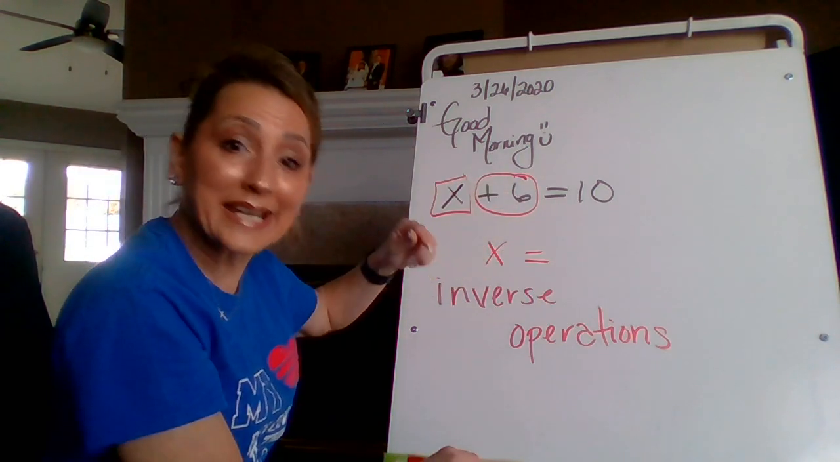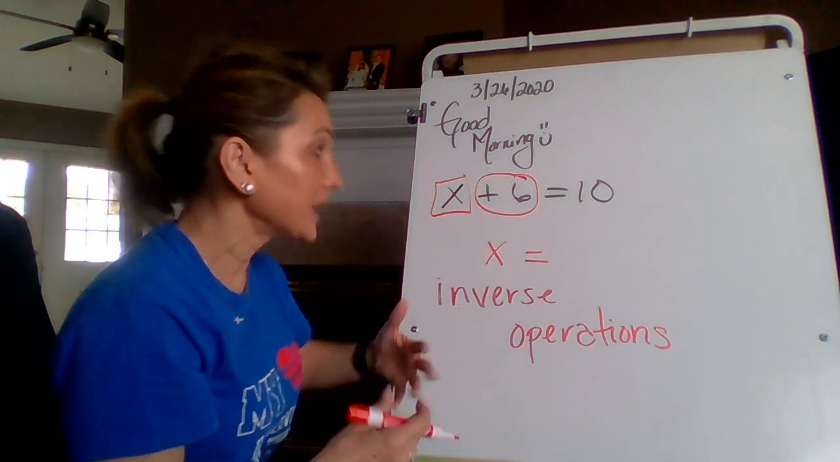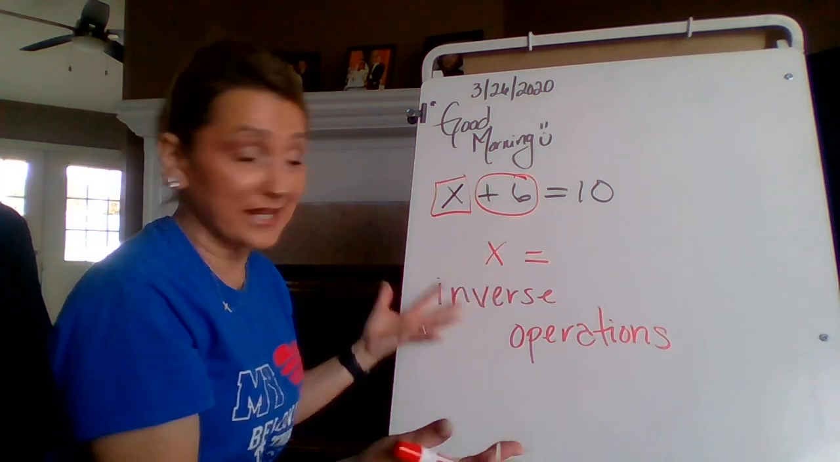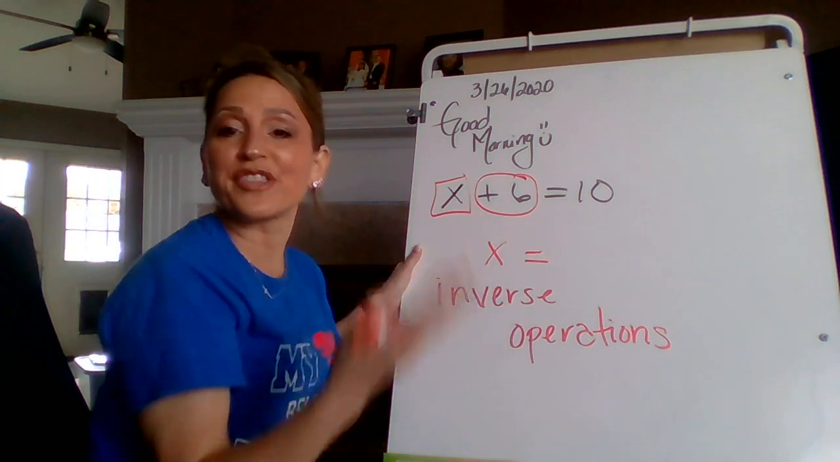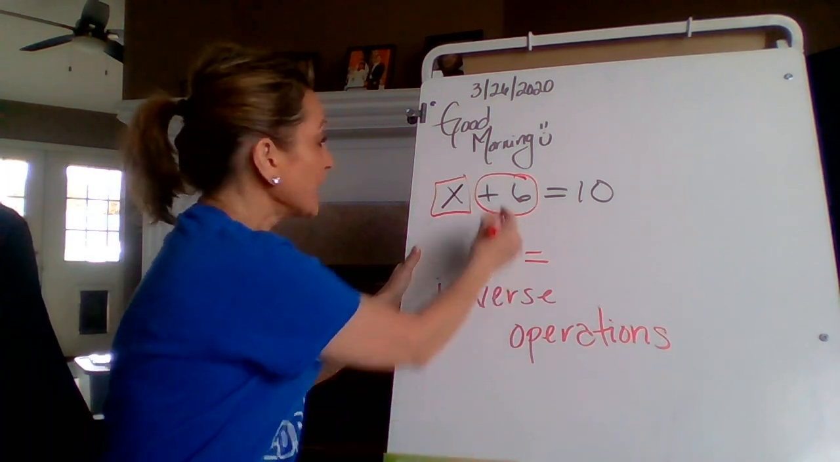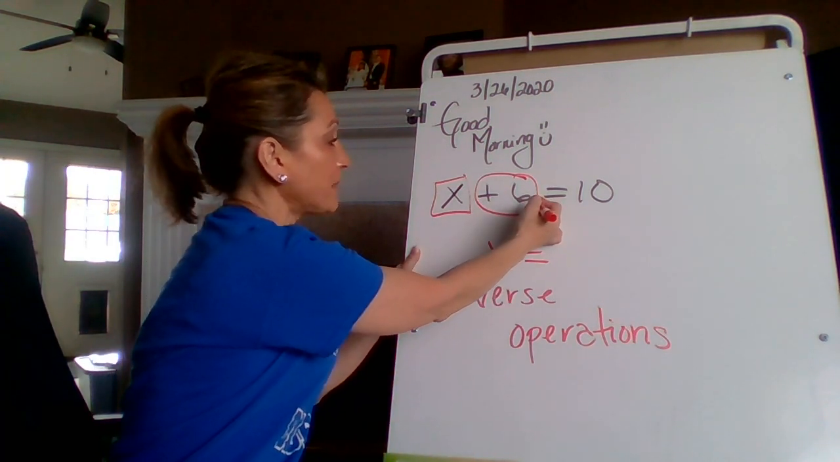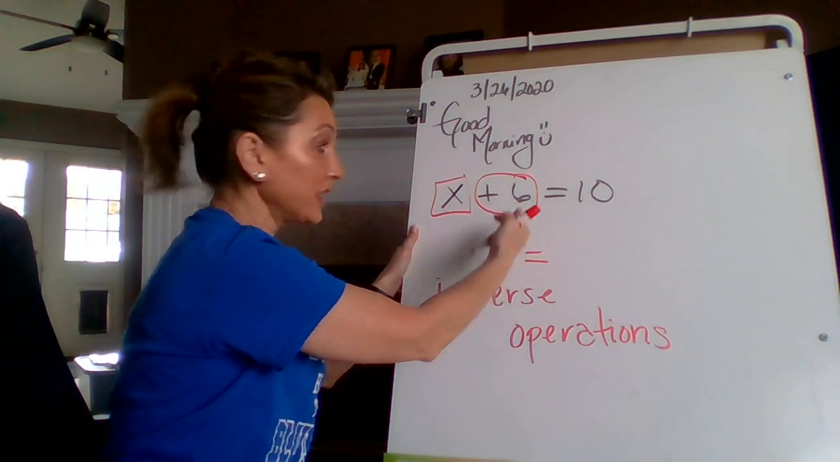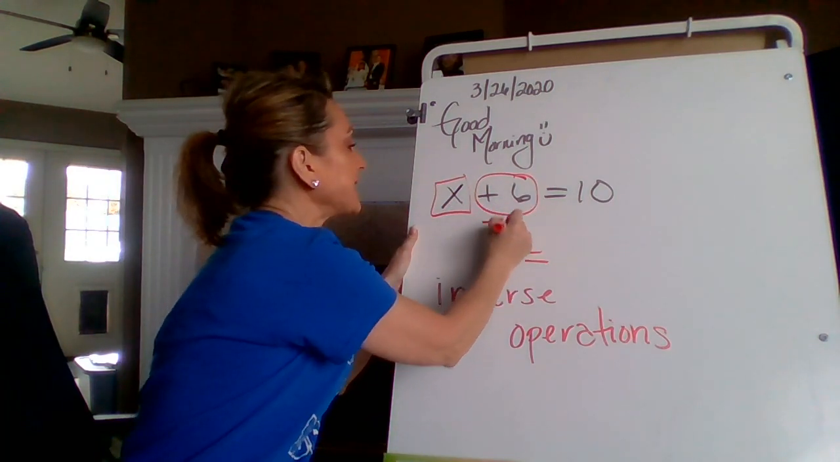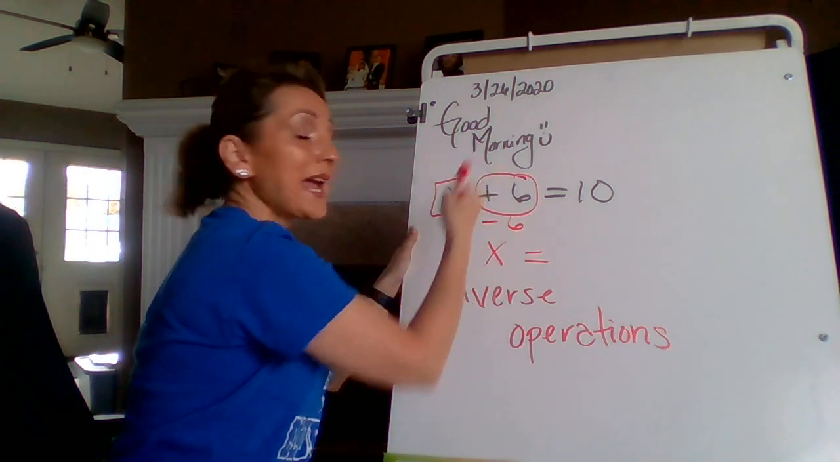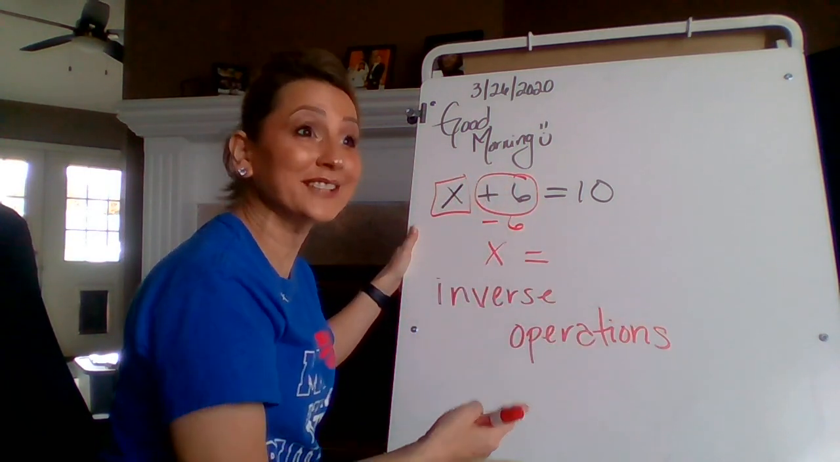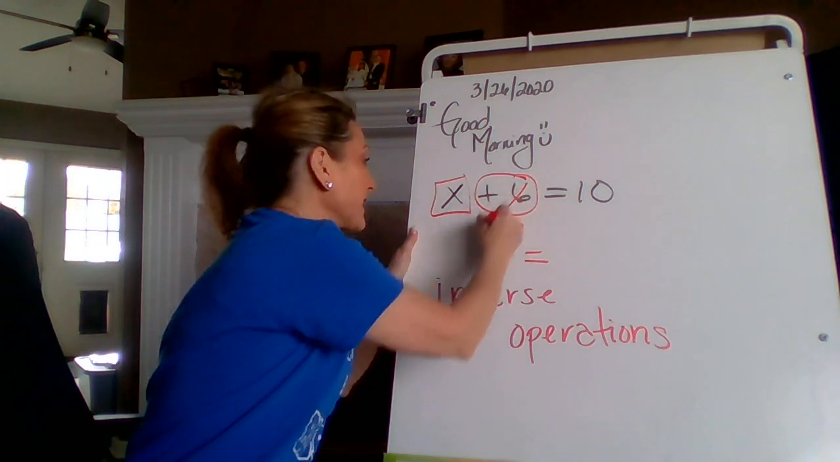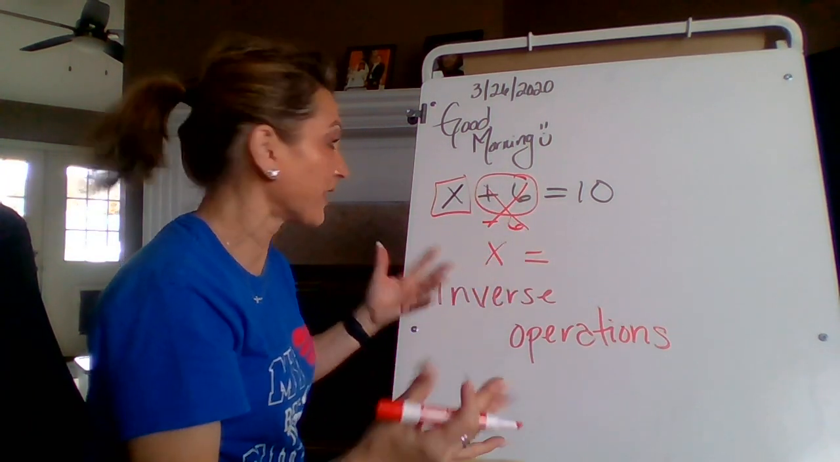And the only way I can get rid of objects is by doing the opposite things to them. Or opposite things to numbers, I shouldn't call them objects. So if I am adding 6 here, and I want to get x by itself, and I must get rid of the addition of 6, I simply subtract 6. Again, I'm going to state if I have $6 and I go and spend $6, I now have $0.